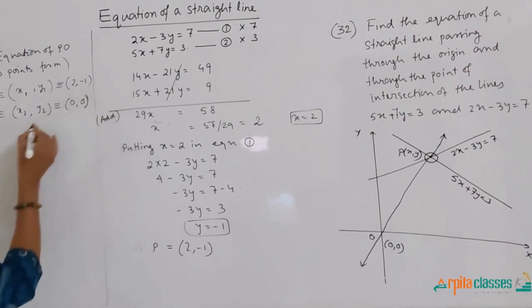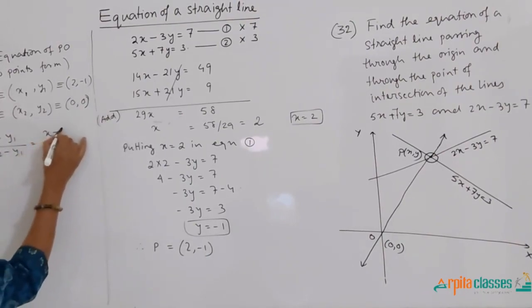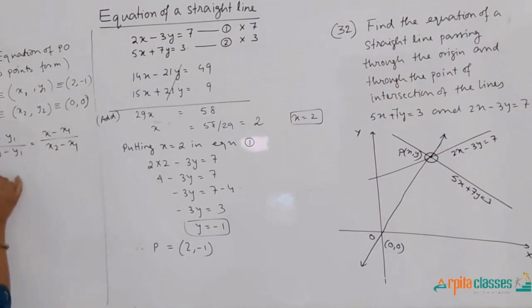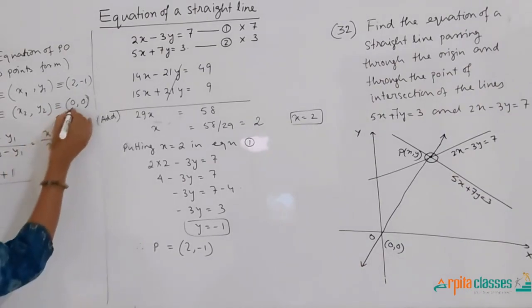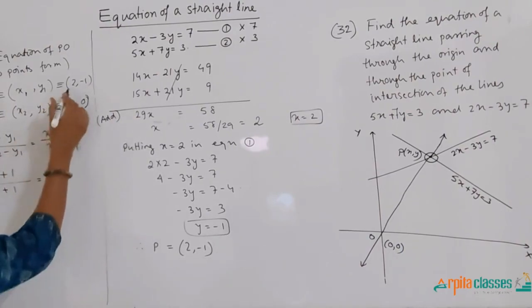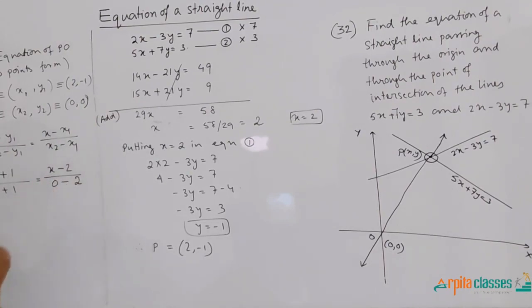So what is the two points form? y minus y1 upon y2 minus y1 equals x minus x1 upon x2 minus x1. So y minus y1, I have taken y1 as minus 1, so that will become plus 1. y2 I have taken as 0, 0 minus of minus 1, that's plus 1. x minus x1 is x minus 2, divided by x2 minus x1, that's 0 minus 2, that is minus 2. So y plus 1 upon 1 is x minus 2 upon minus 2.